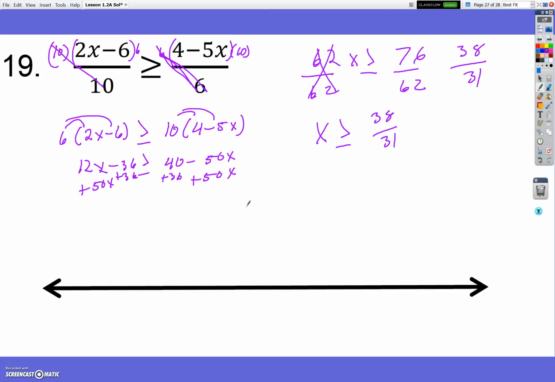And so to graph this then, it says x is greater than that. So if I have 38 over 31, I know that's greater than 1 but less than 2. And it's saying greater than or equal to, so I'm going to have a closed circle. And since it's greater than, I'm going to shade everything to the right.